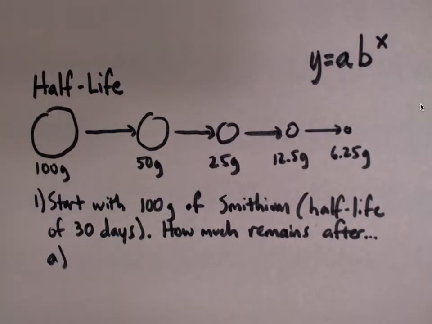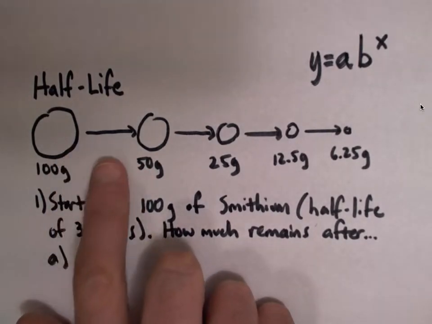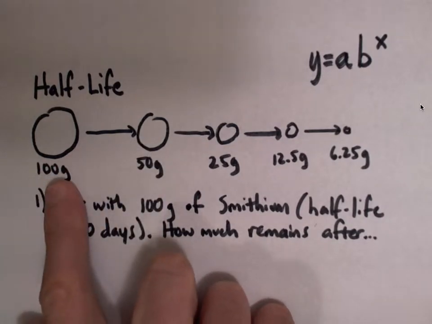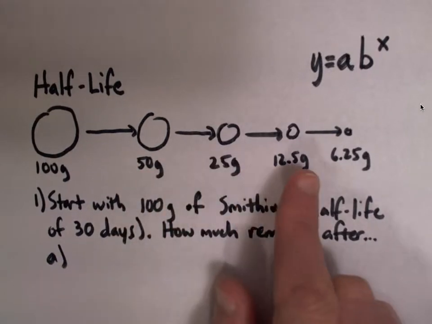Okay, we're going to talk about half-life right now. So half-life is the time required for half of an element or something being broken down to wear away. So basically, the time it takes to go from, for example, 100 grams to 50 grams, from 50 grams to 25 grams, and so on and so forth.